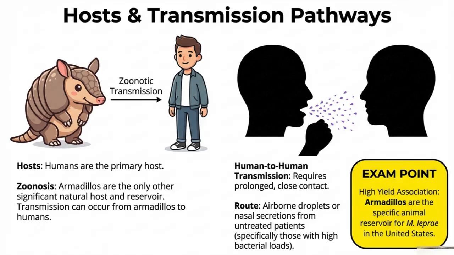Hosts and transmission. Humans are the primary host of Mycobacterium leprae. Armadillos are the only other significant natural reservoir. An infection has been associated with handling armadillos, particularly in certain regions. Transmission between humans requires prolonged close contact and occurs mainly through airborne droplets or nasal secretions from untreated lepromatous patients, who carry a high bacterial load. The disease is not highly contagious and typically develops after long-term exposure.